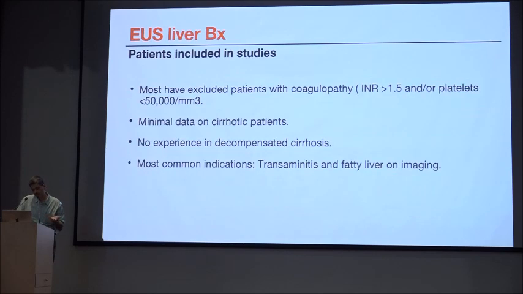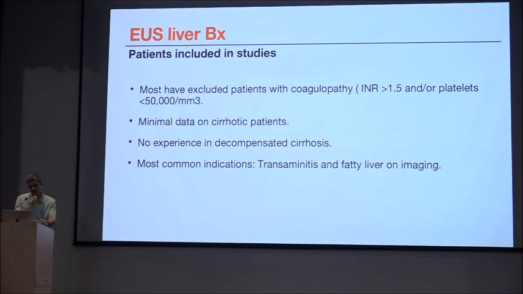So the jury is still out as to whether US liver biopsy can replace or is as good as percutaneous liver biopsy. Now, the patients who have been studied with US liver biopsies have mostly included those with coagulopathy, and INR more than 1.5 or platelets less than 50,000 have been excluded. There is minimal data on cirrhotic patients.